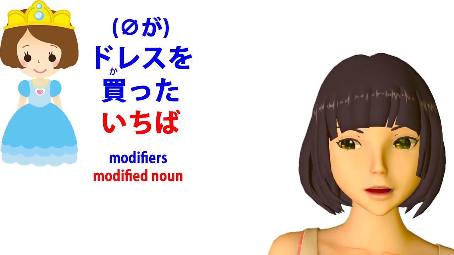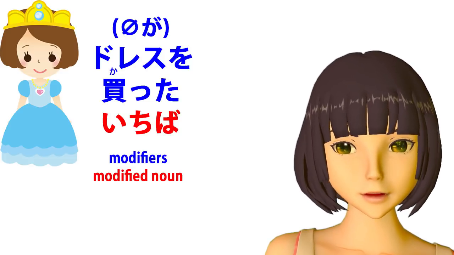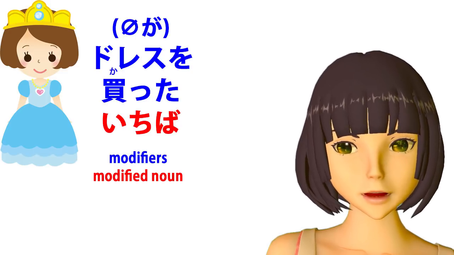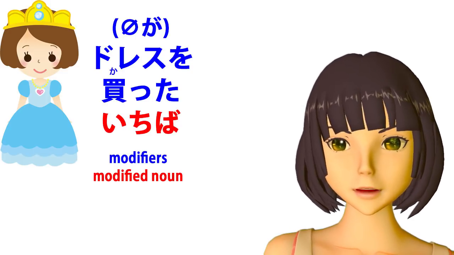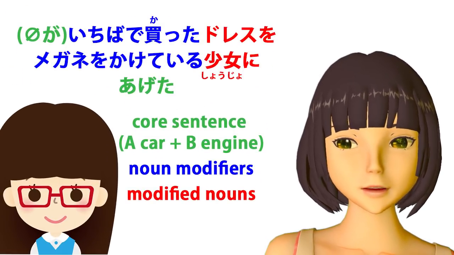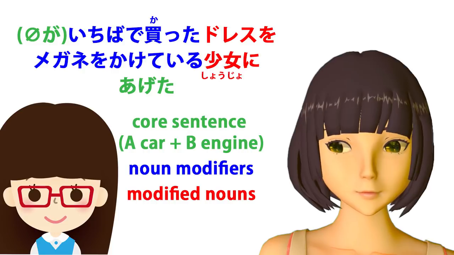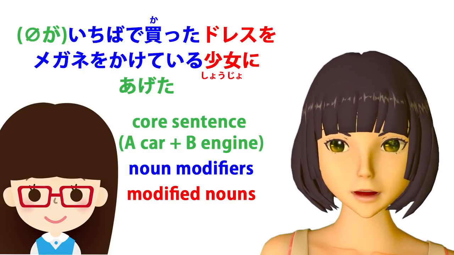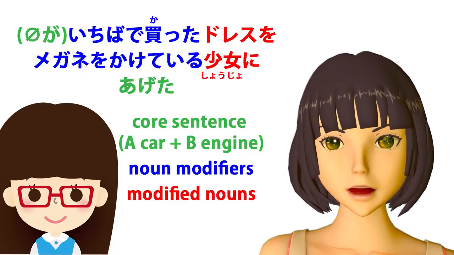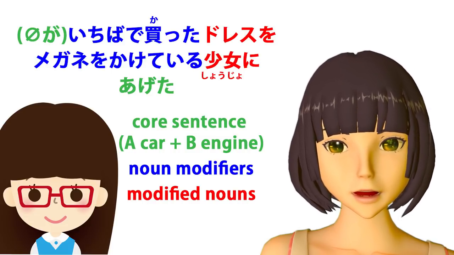And knowing what is modifying, what is being modified, knowing whether something is a modified noun or whether we're looking at a logical clause, all this is dependent on word order. So, a full clause here might be, Ichiba de katta doresu o megane o kakete iru shoujo ni ageta. So then we're saying, I gave the dress that I bought at the market to a girl wearing glasses. And once again, we have what could be a logical clause. Shoujo wa megane o kakete iru. The girl is wearing glasses.